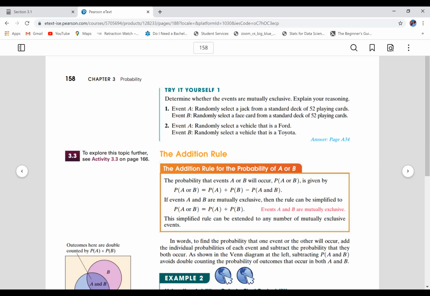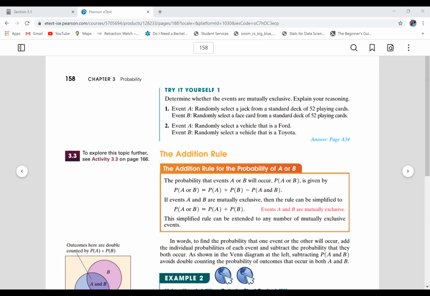Can you select a vehicle that turns out to be Ford and Toyota at the same time? To the best of my knowledge, Ford did not buy Toyota yet, or vice versa. So what do you think of the events? No. So the events are mutually exclusive. You cannot have a vehicle that is Ford and that vehicle at the same time is a Toyota. That can't happen. Okay?